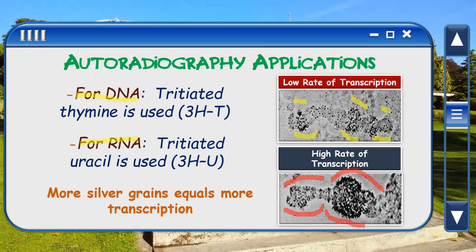So it can show you the positions on the DNA where a lot of transcription is taking place, and where you find fewer black dots, that means there is low transcription taking place.